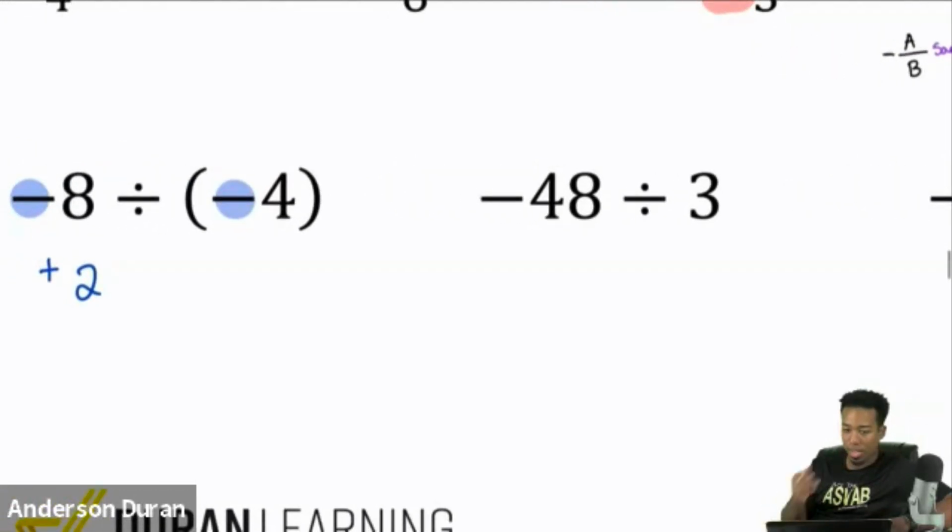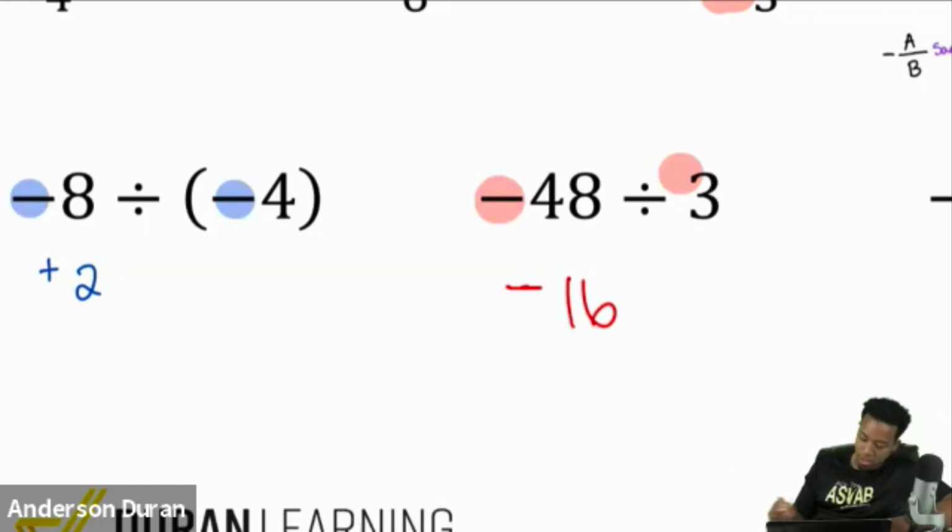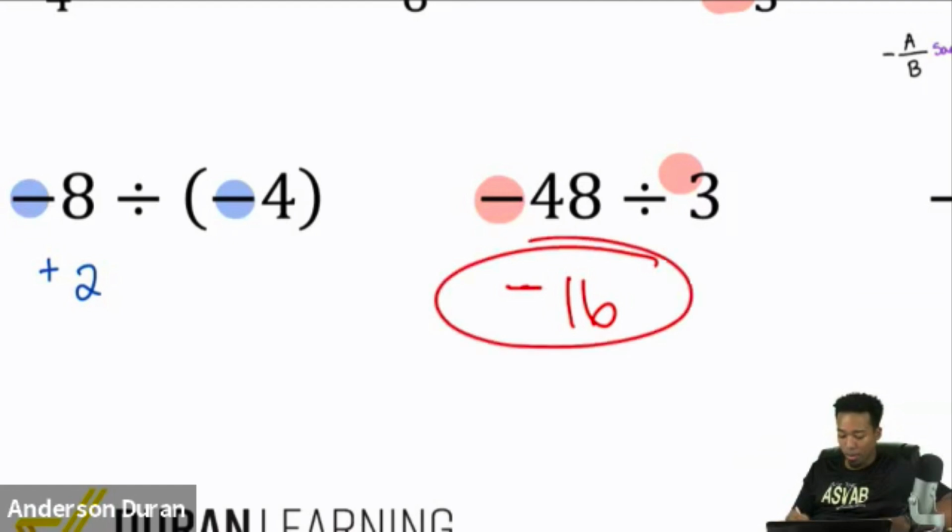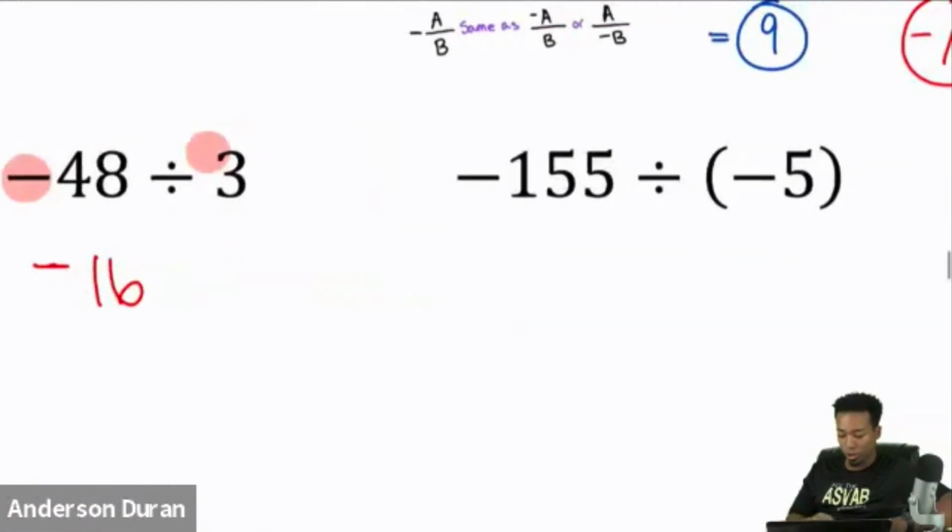Next up, negative 48 divided by 3. So positive or negative? Correct. That's going to be negative. You have a negative and a positive. That's going to give you a negative. And then 48 divided by 3 gives us what? Not 12. We can check our work here. 3 times 12 is 36. Not 48. It's going to be 16. I'm going to save the mental math side of things. Go ahead and practice your skills there to make sure you learn that.